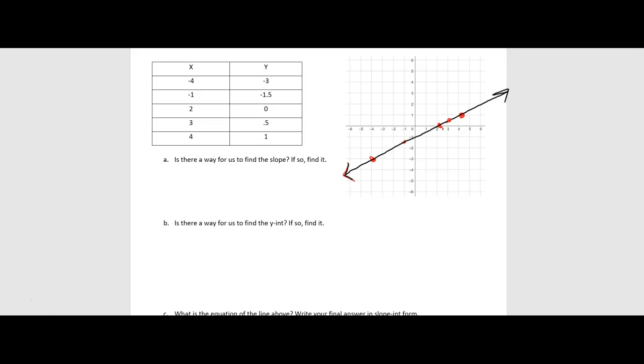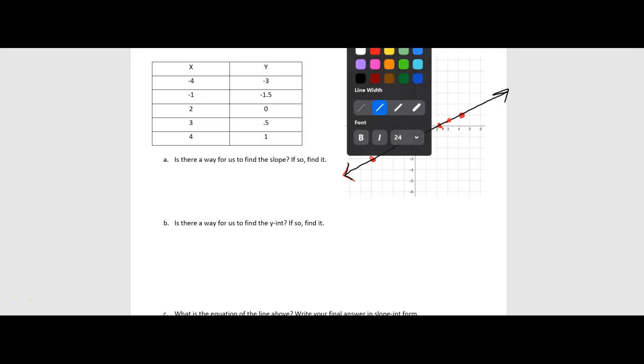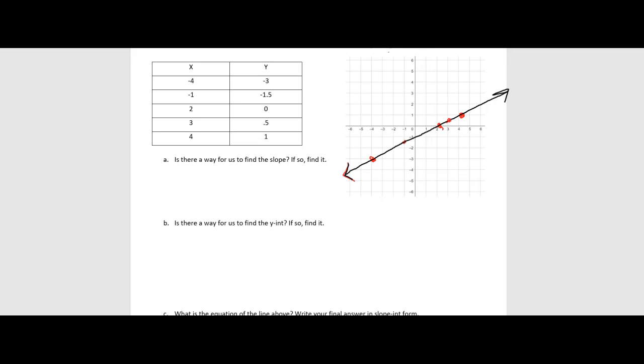Okay, so I went ahead and graphed those points and drew the line, and you can see that they all fall in the same line. Part A says, is there a way for us to find the slope? So sure, there are a couple of ways we could find the slope.